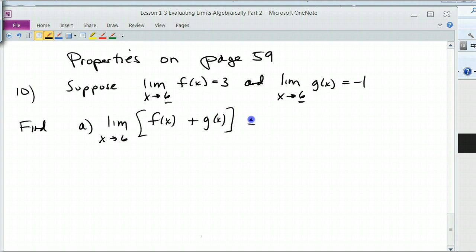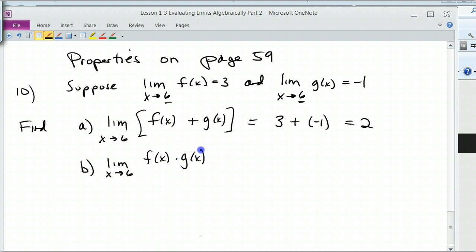Well, that's simply, if you look at the properties of finding the limit of f of x, which is 3, as x goes to 6, and g of x is negative 1, add them together and you have 2. That's the sum and difference property. Okay, number 2, or should I say B. Let's look at the product property. The product property for limits just says that if you find the limit of f of x, which is again 3 as x goes to 6, and g of x is negative 1, the limit is just their product.